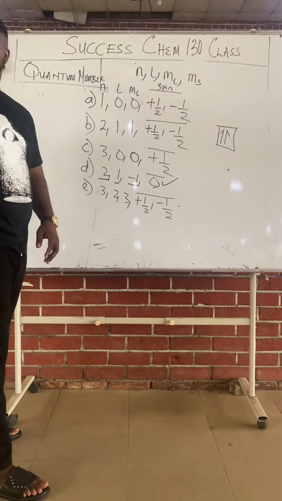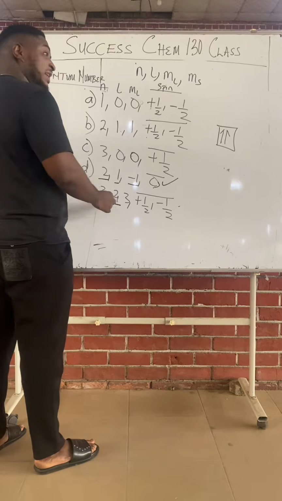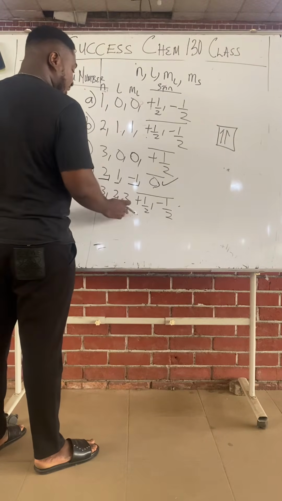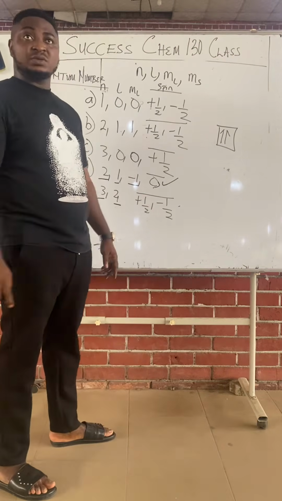Let's come to E now. Principal is always correct, 3. Azimuthal is correct, 2. Magnetic cannot be 3, right? Magnetic must range from minus 2 to plus 2.